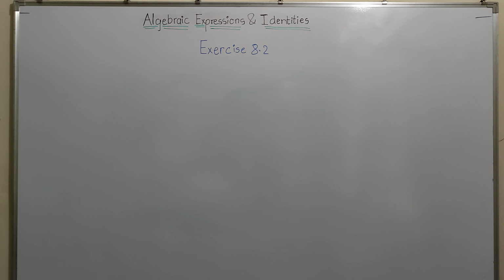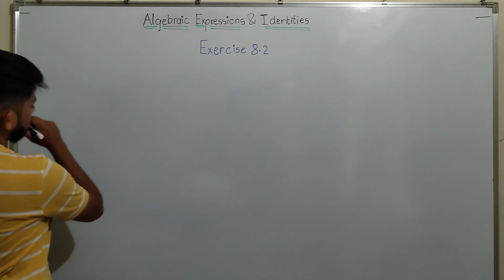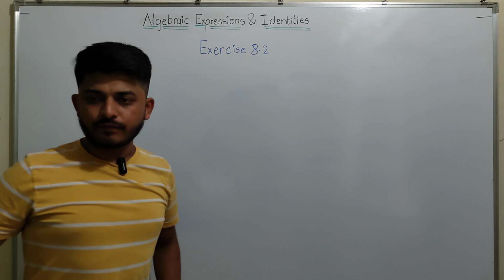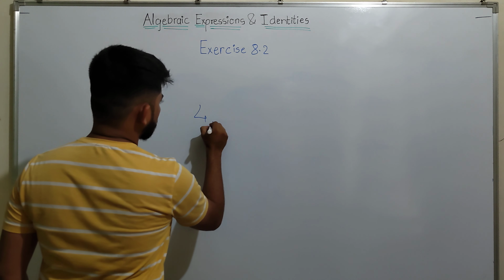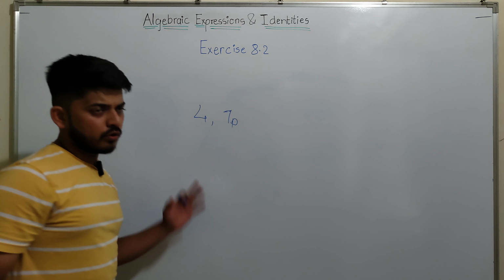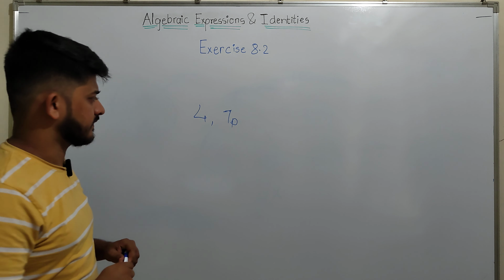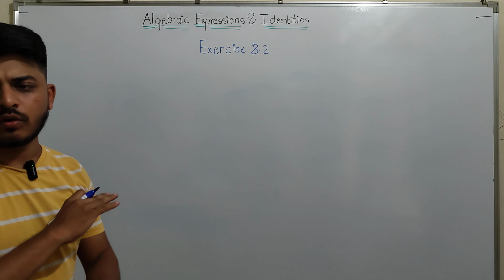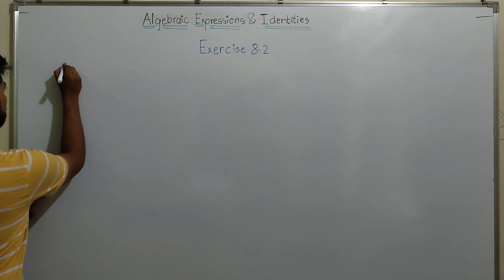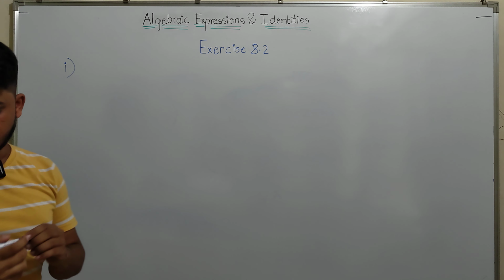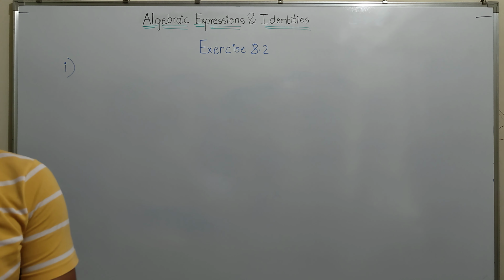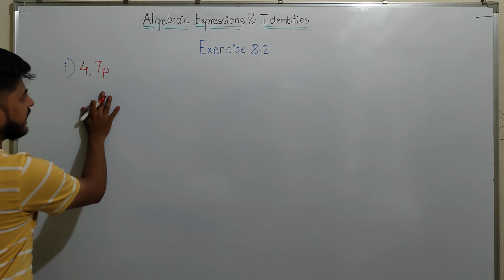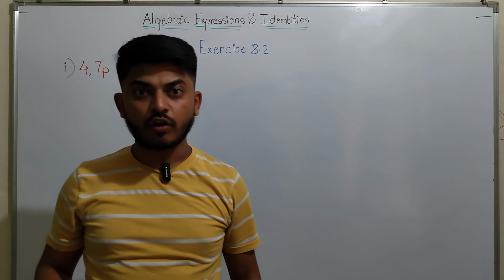So moving towards exercise 8.2, find the product of the following pairs of monomials. Now see here, this is the monomial which is given in the textbook. We'll solve all the questions within a few minutes. Now in the very first, what do we have? We have 4 and 7p. Now we have to find the product. Read the question very carefully. Find the product of the following pairs.